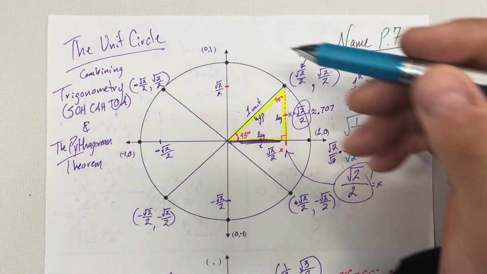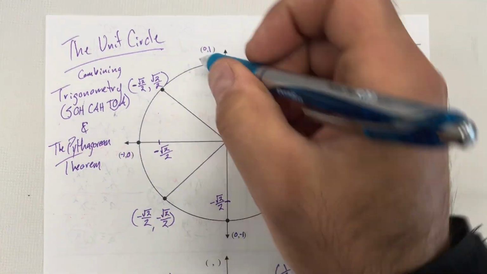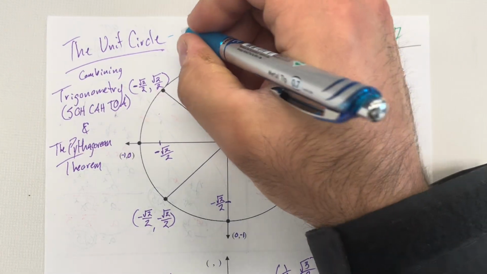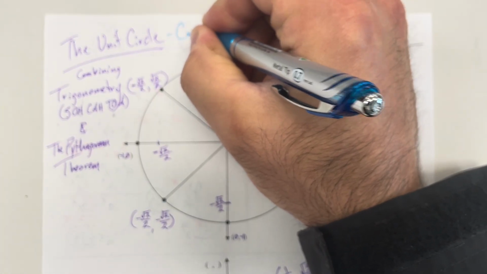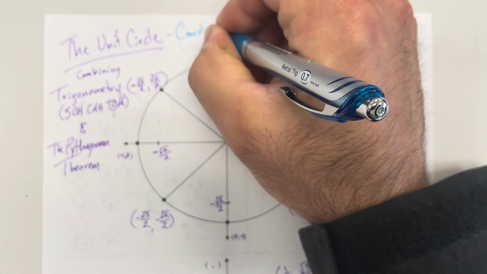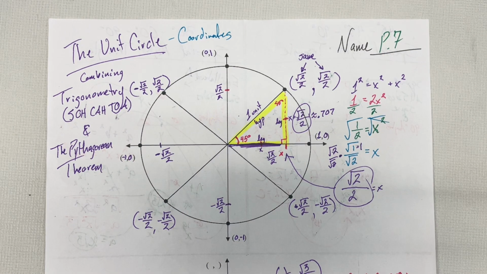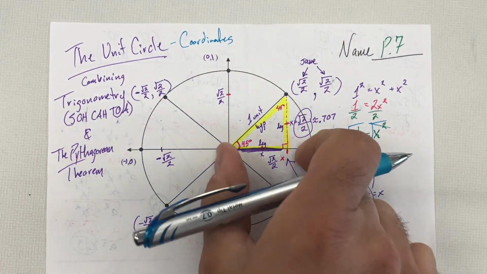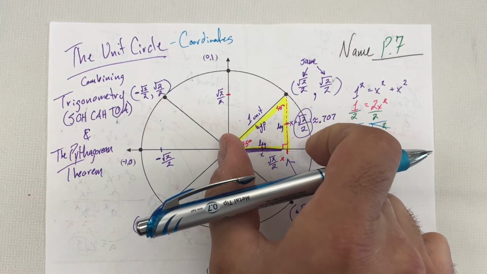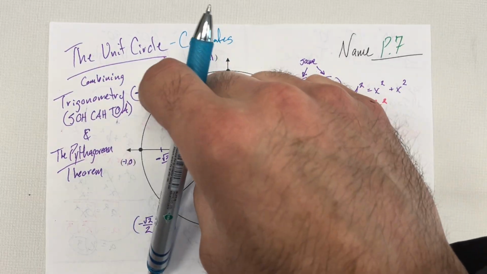Hey there. Let's look at the unit circle. So we've got the unit circle, and really what we're looking at is the coordinates of the unit circle as we're going around it. Remember that this unit circle has a radius of 1 as we're stretching it all the way around.